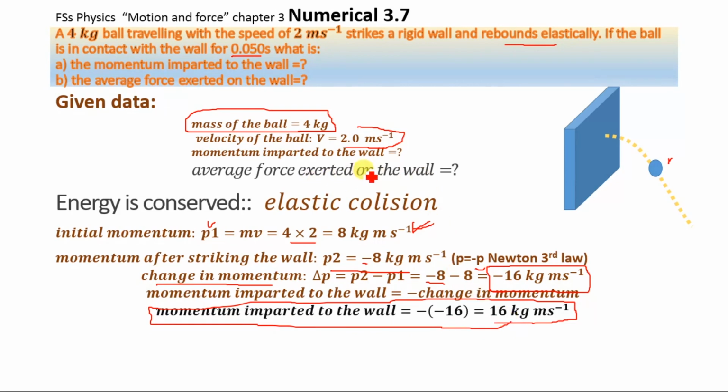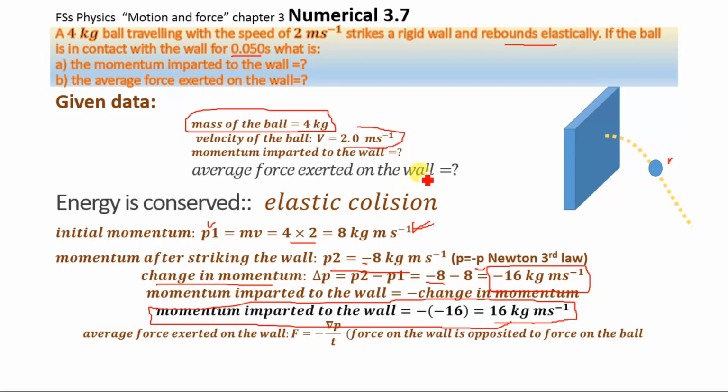Now we will calculate the average force exerted on the wall. For average force exerted on the wall, we will use Newton's second law in terms of momentum. We know that Newton's second law is F is equal to mass times acceleration, and acceleration we know is equal to V divided by t. So we have mv divided by t, and mv is momentum. So del P, change in the momentum divided by time, is Newton's second law. I have used this negative sign because the average force exerted on the wall is opposite to the force on the ball. For this we will have minus del P divided by t.